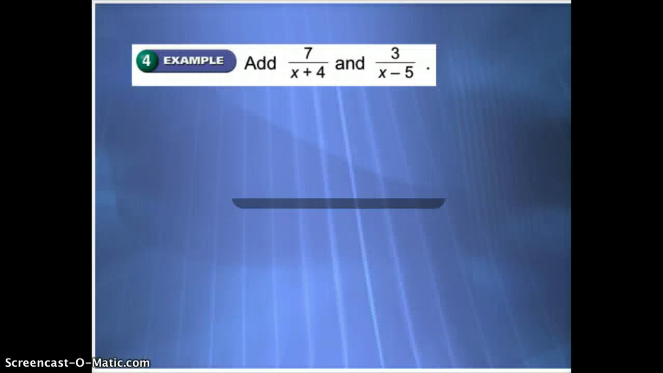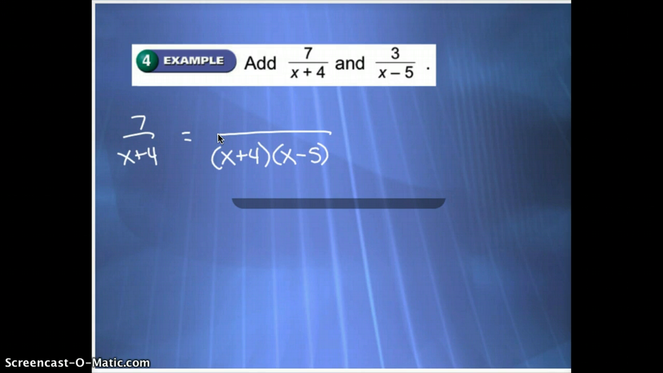All right, so we're going to add 7 over x plus 4 and 3 over x minus 5. So I'm looking for a common denominator here. It's not quite as simple as the last time, but I know x plus 4 is a factor for my first fraction and x minus 5 is a factor for my second fraction. So I probably want (x plus 4) times (x minus 5) to be my new common denominator. So I'm going to say 7 over x plus 4 equals what over (x plus 4) times (x minus 5)?